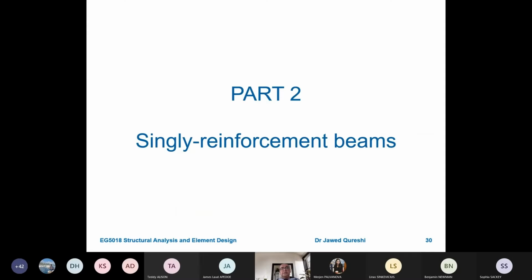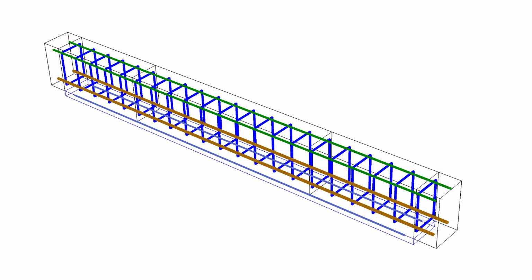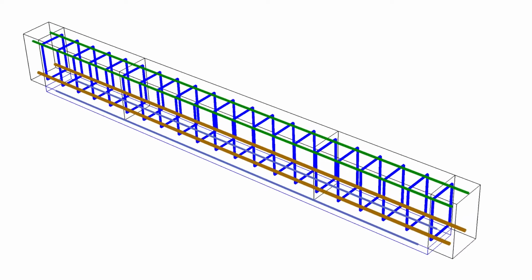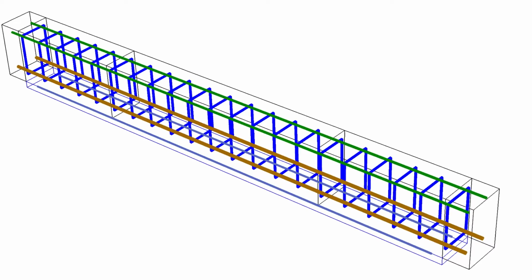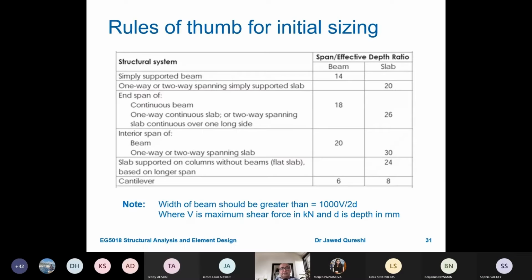How do we design singly reinforced beams? By singly reinforced beams, we mean that reinforcement is provided at the bottom of the beam. The first thing is initial sizing. Now these are rules of thumb, and they are very important, especially when you do not have any standard sections.